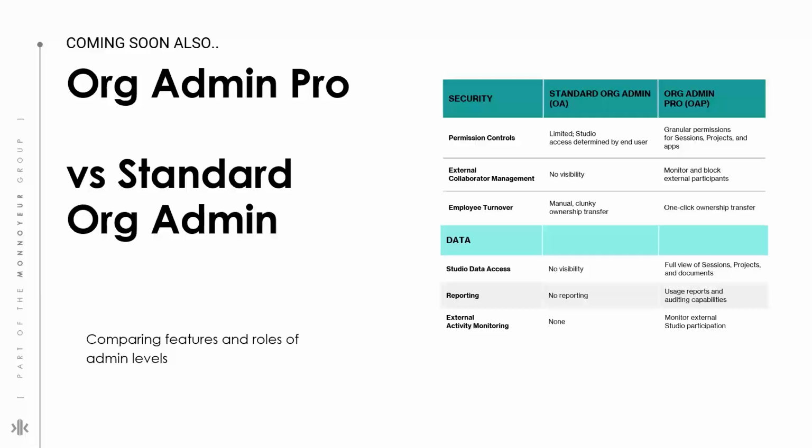Comparing between the two, with your standard Org Admin, you don't have any view of Studio use. Whereas the main purpose of Org Admin Pro is it shows you granular permissions for sessions, projects, and any Studio-related apps. You can monitor and block external participants. So if you have that visibility, you can see, yep, this user, Pesky Pete, has started a Studio session with all of our private company data on it, and he's invited way too many people. I'm going to go in and block and revoke that access before it becomes a drama.